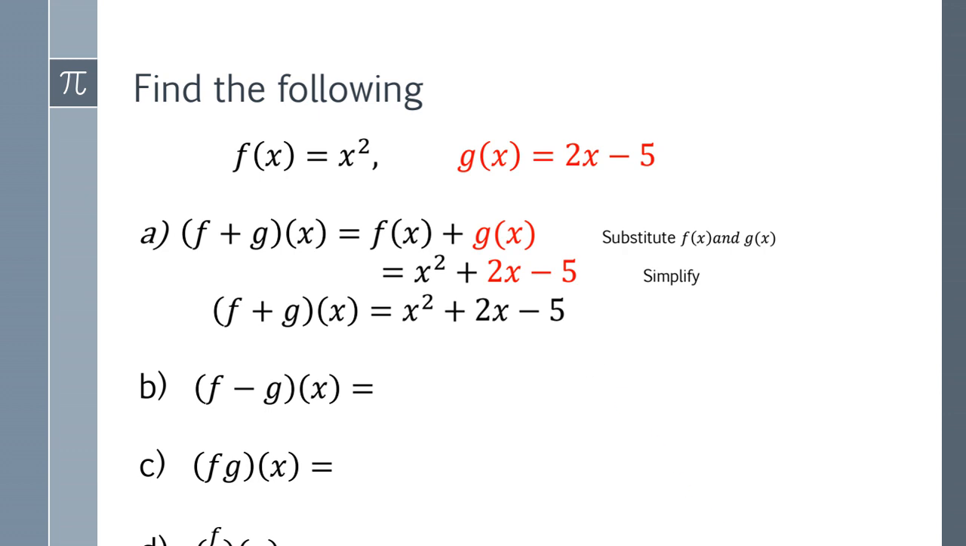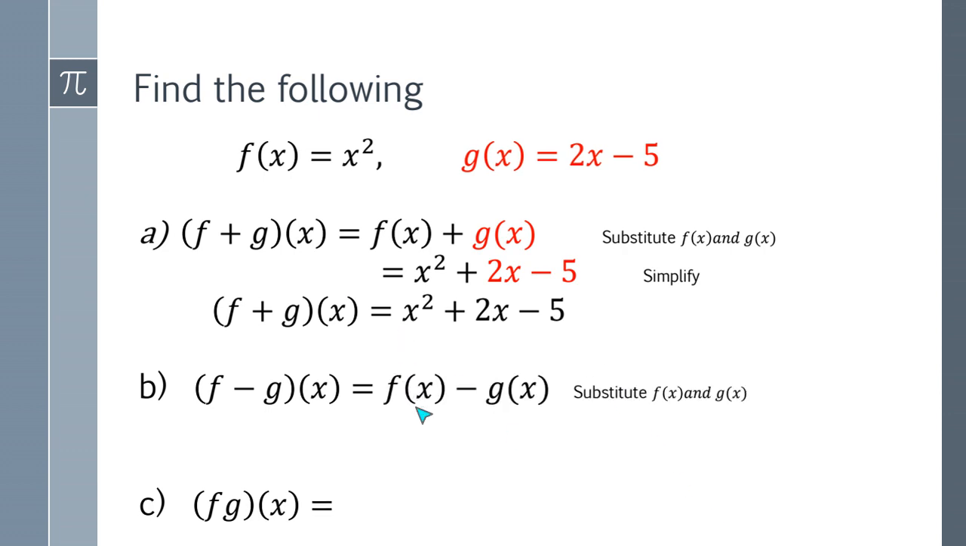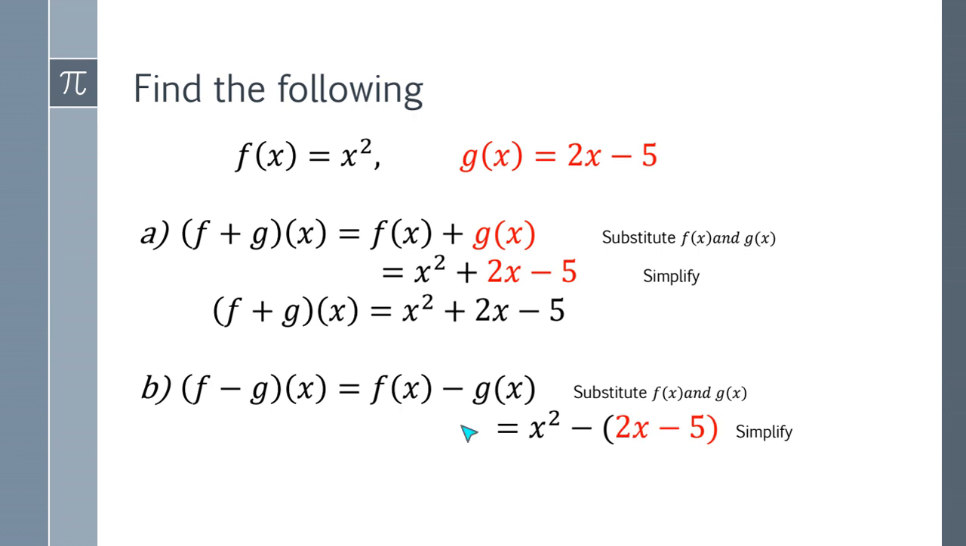Now for subtraction, we're going to rewrite it, substitute our values. So f of x is x squared minus g of x, which is 2x minus 5. We're going to distribute that negative into the parentheses. So negative times 2x is negative 2x. Negative times negative is positive 5. And there's nothing that I can combine anymore, so that's my answer.